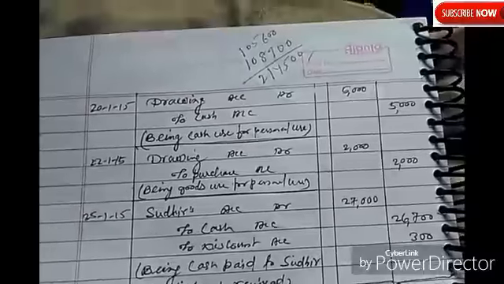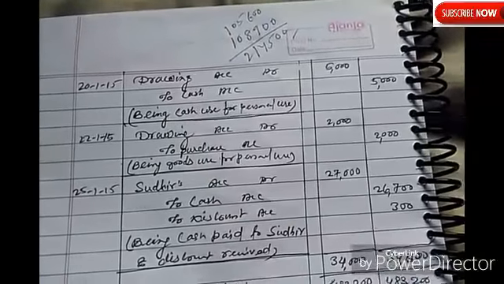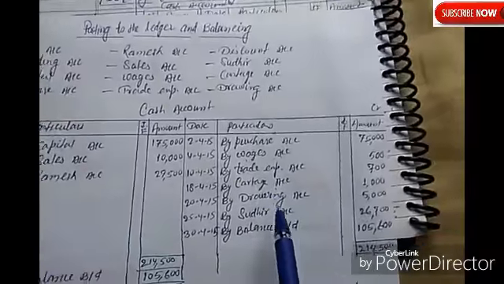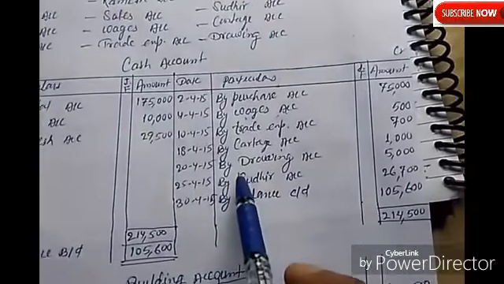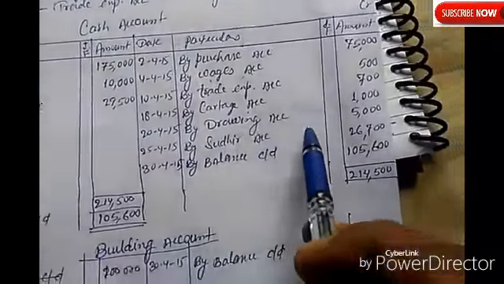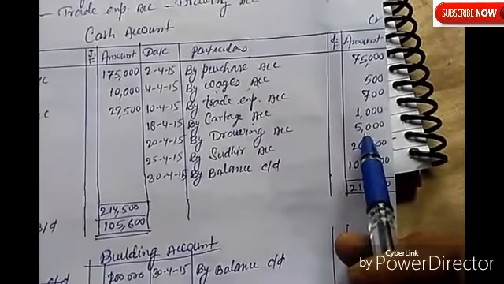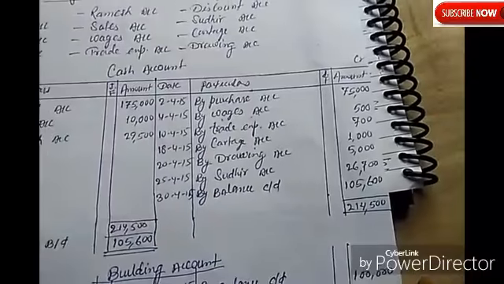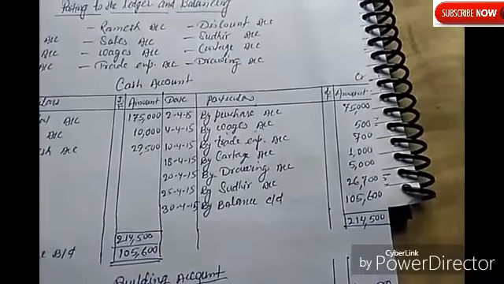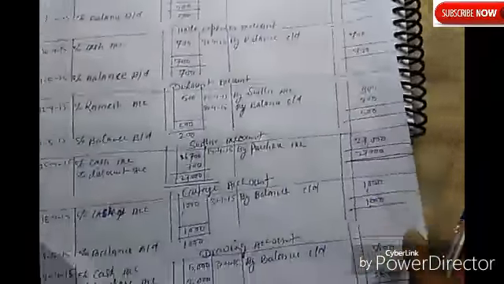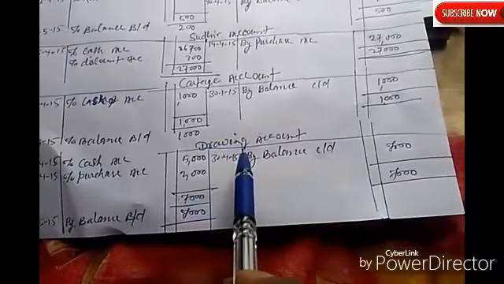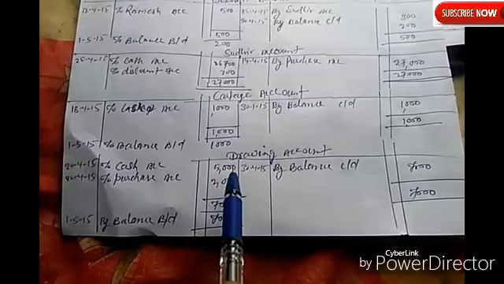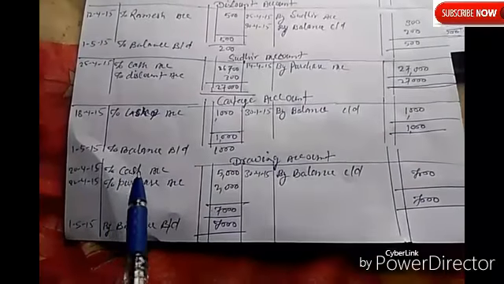Now see this side. There is one more transaction on 20th, drawing account debit to cash account. So first here on 20th, by drawing account debit 5000, and also see the cash. We will create one more drawing account here, drawing account to cash account 5000. So it will be over here.